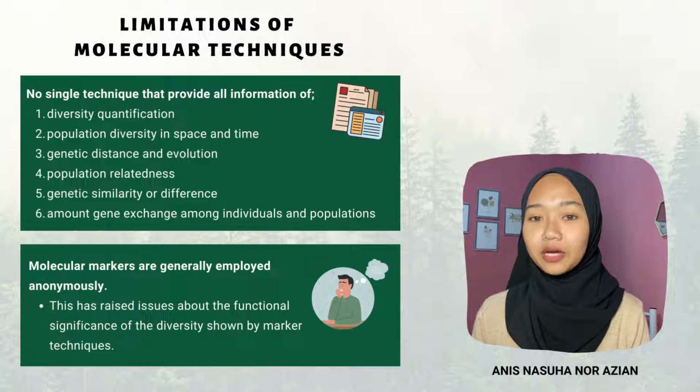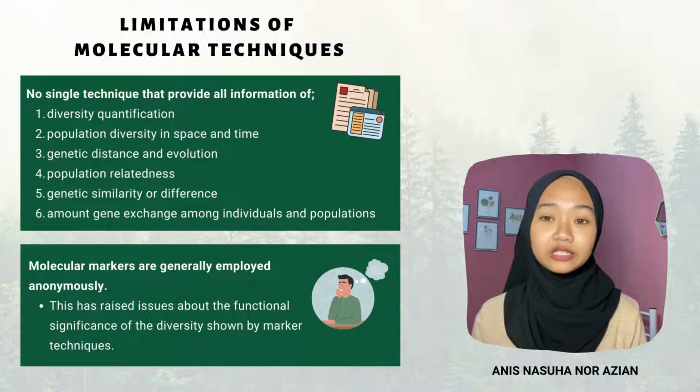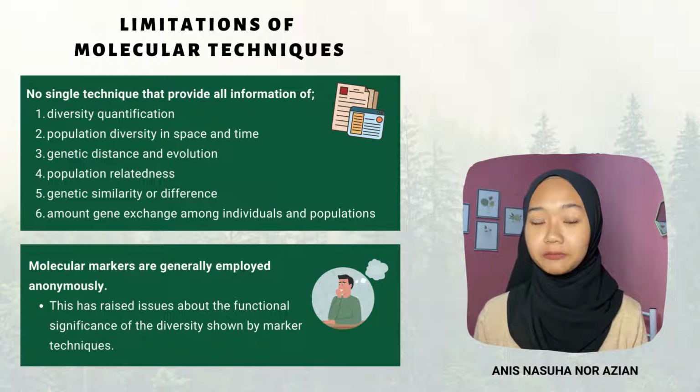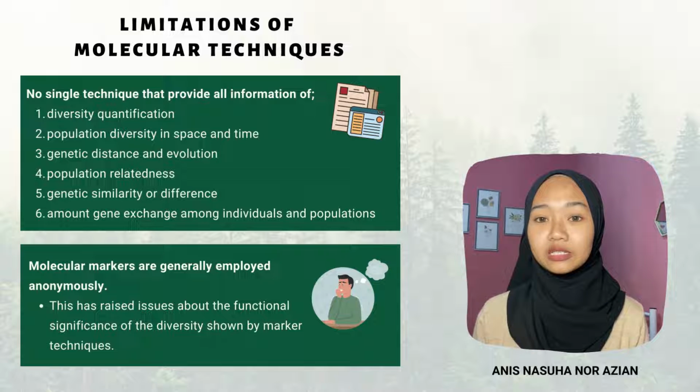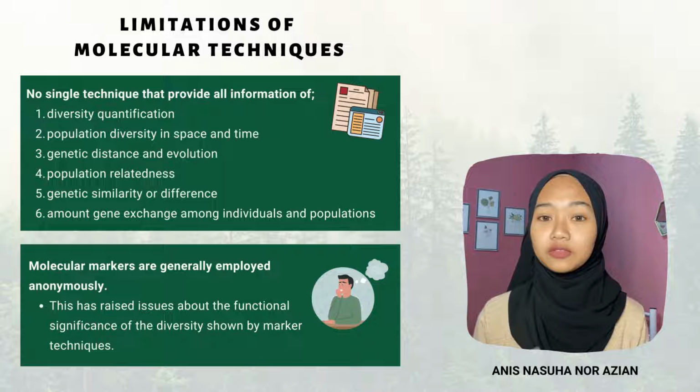The summary of the biodiversity information that is currently being collected using molecular techniques includes the amount of diversity present and an understanding of how population diversity is distributed in space and over time, an understanding of genetic distance and evolution, the degree of population relatedness, whether individuals are genetically identical or distinct, and the amount of gene exchange among individuals and populations. This information is essential for biodiversity management.